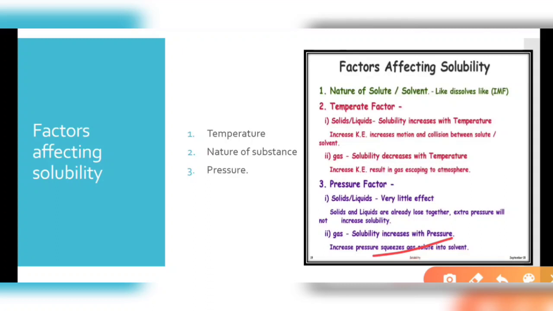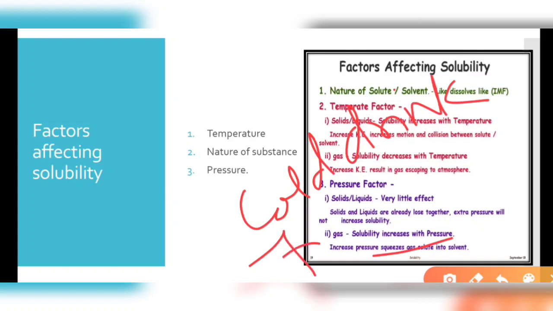For example, you might have observed that when you open a cold drink, you hear a fizz sound when you open the bottle. That is because the cold drink has carbon dioxide present in it, and it gets mixed in by applying pressure, so that the cold drink does not get spoiled easily.